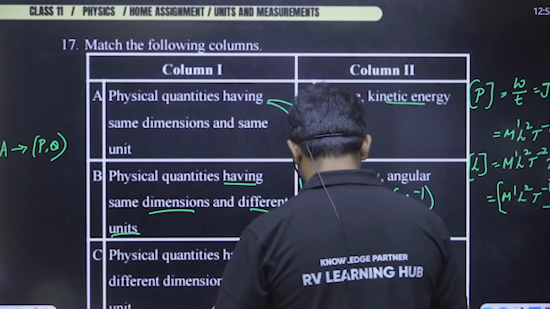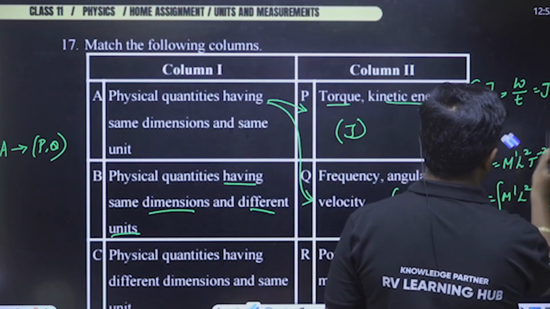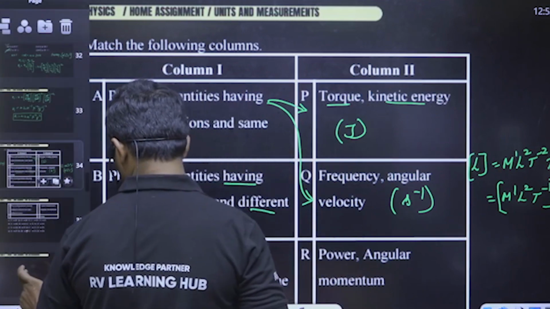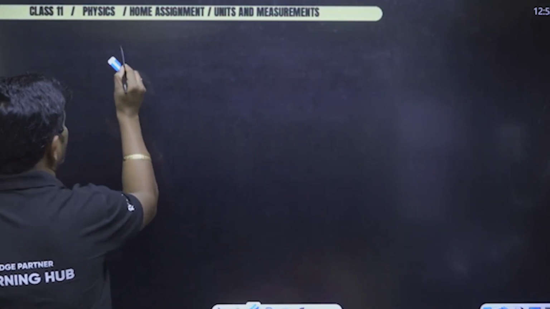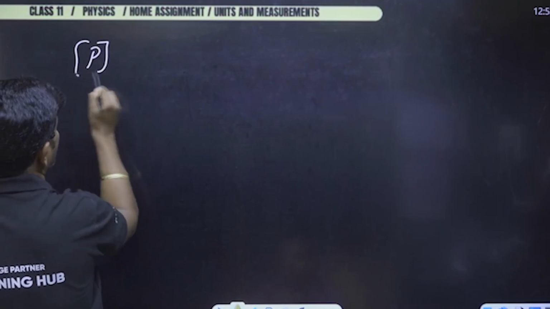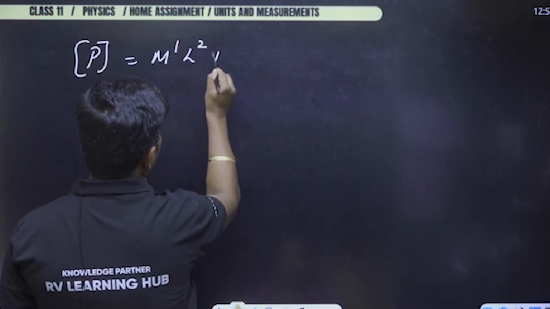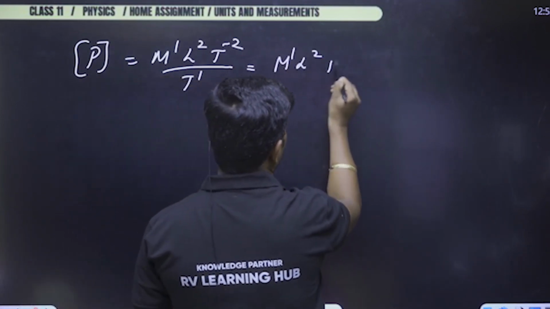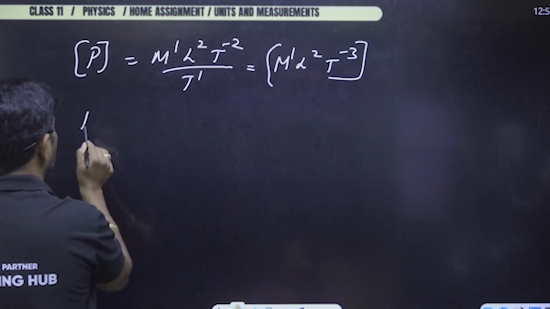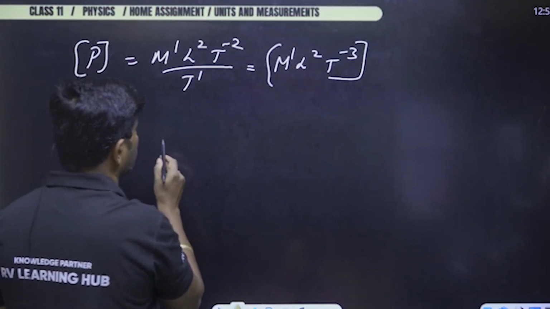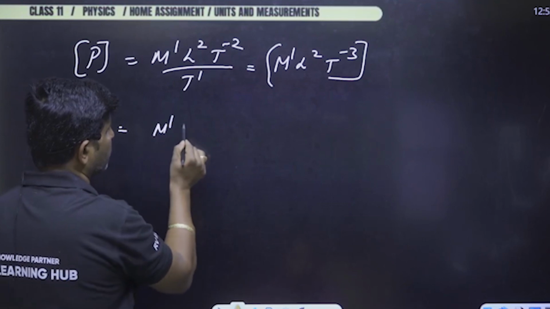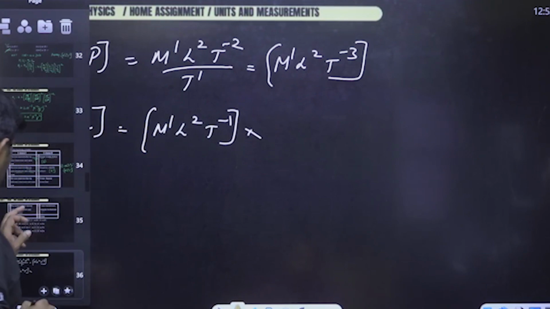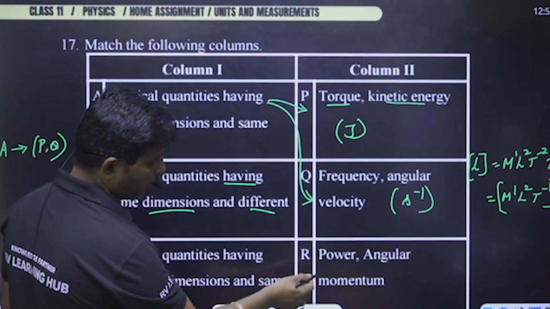Actually for power you will not get it; for power, joule per second, you will not get it. But anyway, let us check once for a minute. Power will have the dimensional formula M power 1, L power 2, T power minus 2 divided by T power 1, that is M power 1, L power 2, T power minus 3. But angular momentum will have M power 1, L power 2, T power minus 1. So it is not correct. Hence we cannot get R.